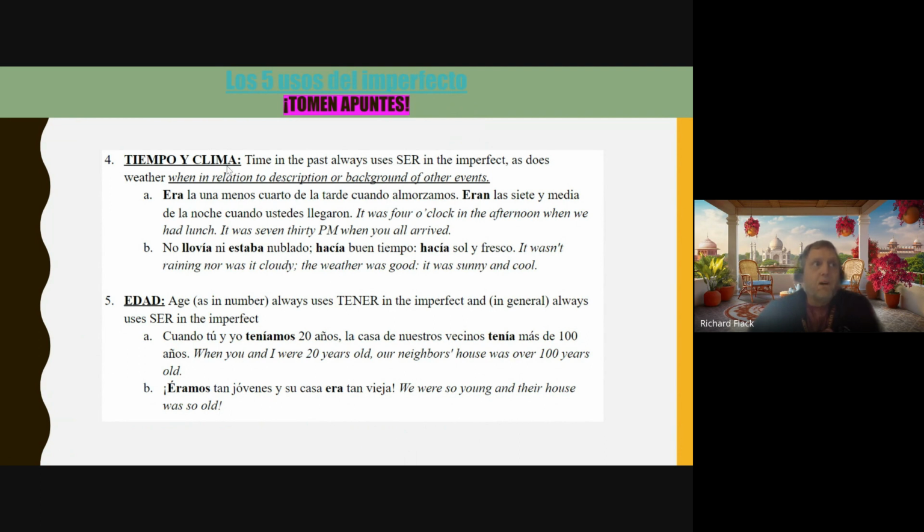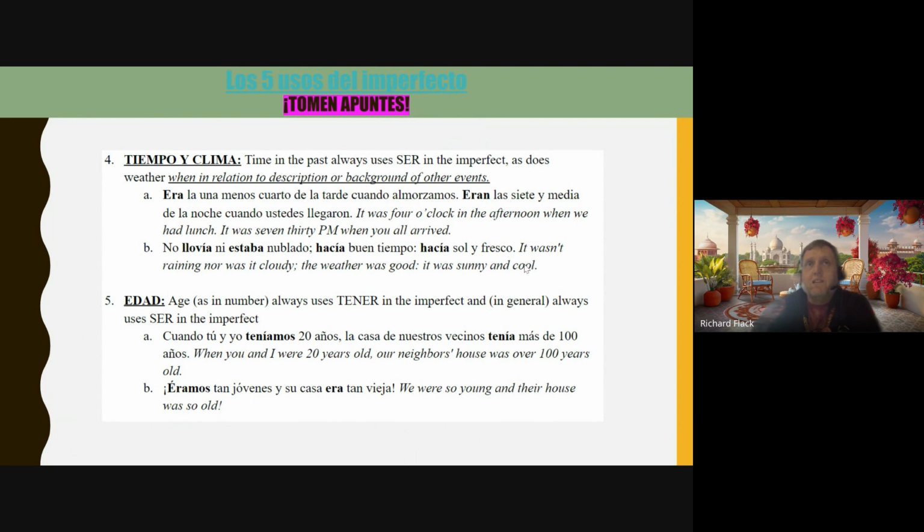Letter B is about the weather. Weather's a little tricky. We have to think about how are we talking about the weather in the past. If we're talking about the weather as description, then it goes in the imperfect tense. No llovía ni estaba nublado. It wasn't raining and it wasn't cloudy. Hacía buen tiempo. It was good weather. Hacía sol. It was sunny and cool. So this is being used as description.